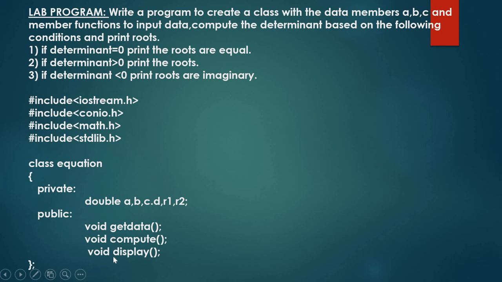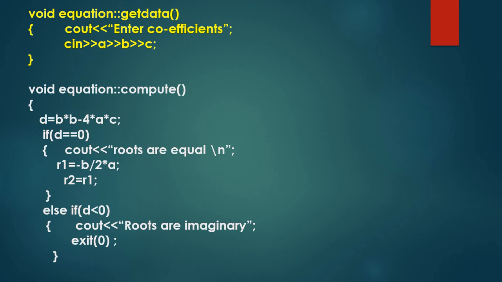Three member functions. In this program, what is the input? In get data, the input is the coefficients of that equation. What are the coefficients? A, B and C. Here inputs are A, B and C. Then in the compute function, what is the first step?